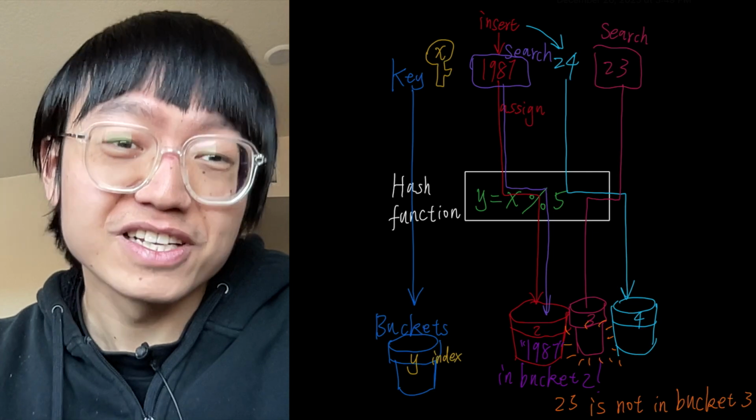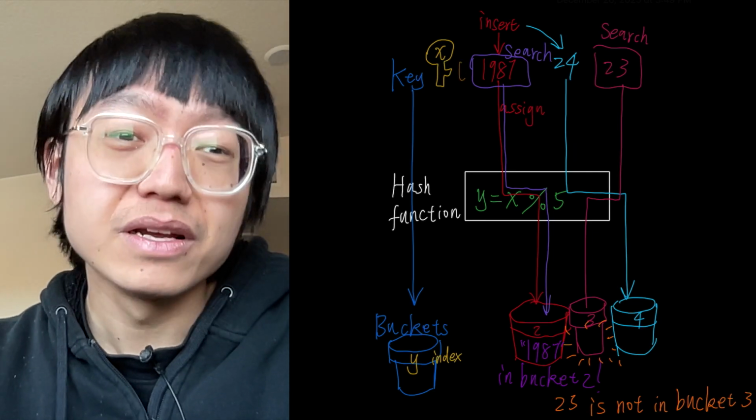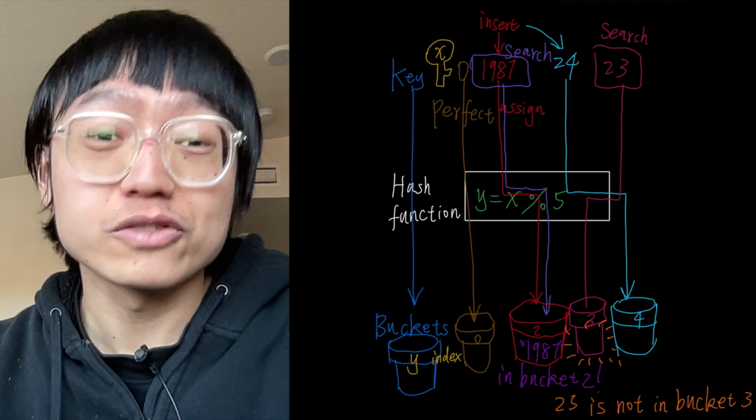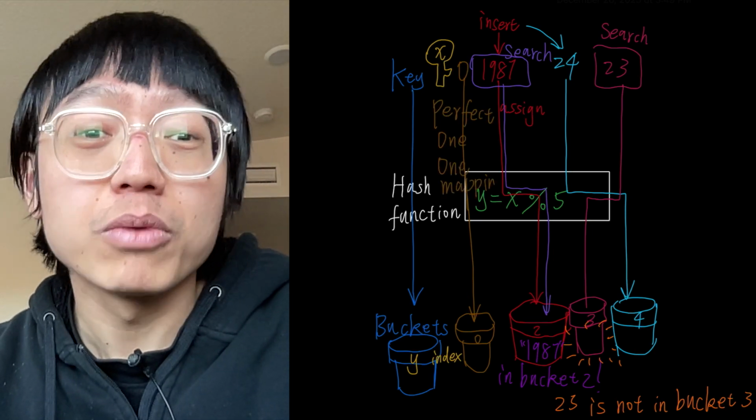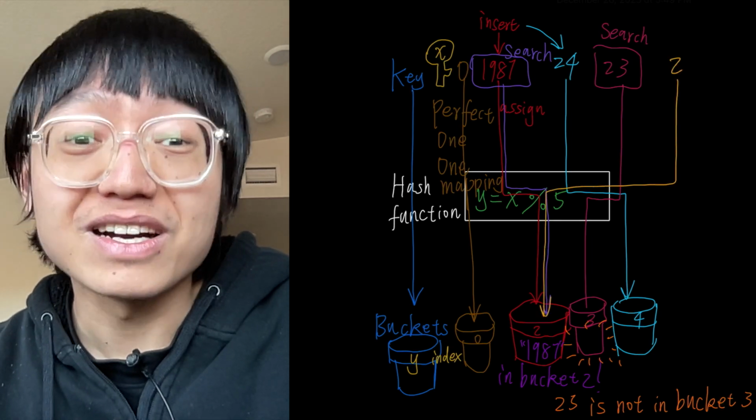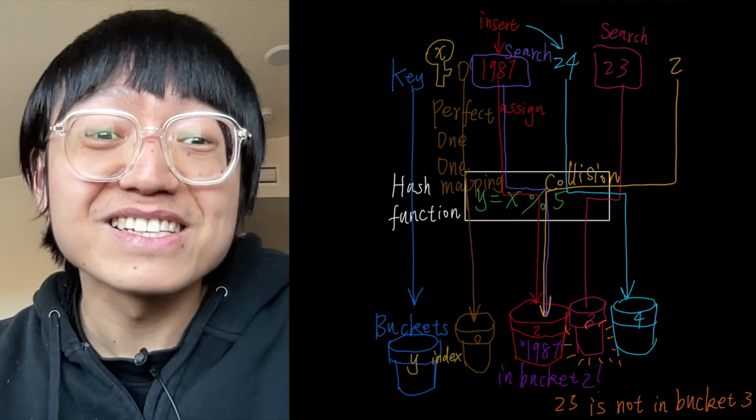If our hash function is a perfect one-to-one mapping, we won't need to handle collisions, but unfortunately, in most cases, collisions are almost inevitable. Both 1987 and 2 are assigned to bucket 2. That is a collision.